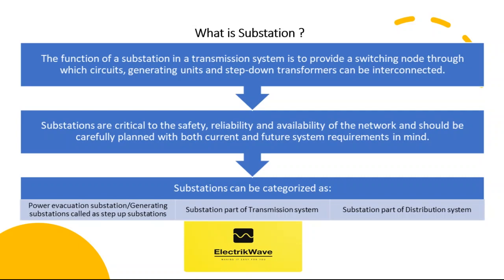Substations can be categorized as Category 1, Power Evacuation Substation or Generating Substations called Step-Up Substations. Category 2, Substation part of Transmission System. Category 3, Substation part of Distribution System.